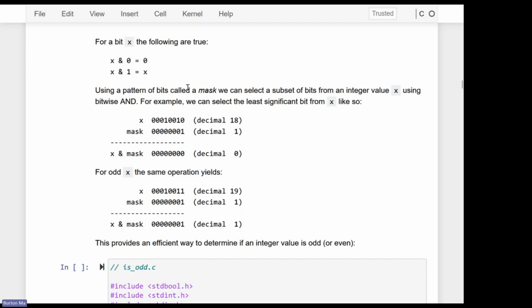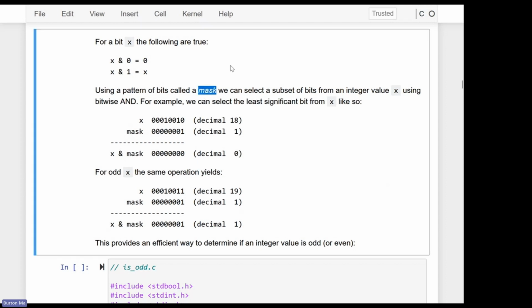Okay, so now things start to become a little bit more interesting. If you've got a pattern of zeros and ones, you can treat that pattern as what's called a mask. So using a mask, some pattern of zeros and ones, I can select specific bits from an integer value using bitwise AND, using this trick here. If I want to pull out specific bits from some number X, I can create an appropriate mask and pull out those bits exactly.